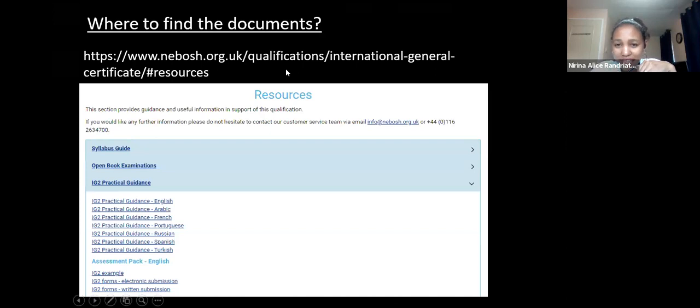nebosh.org.uk, click on qualifications, then go to IGC, then under resources, you'll have plenty of documents that will help you with your IGC review. Here, IG2 practical guidance, you'll have the guidance in different languages, and then you have the assessment pack that includes the sample or the example, and then the form. Whether you decide to use the electronic submission form or do it handwritten, you can just get the document here if it was not yet sent to you by your training provider. So you can actually check the documents on the website.